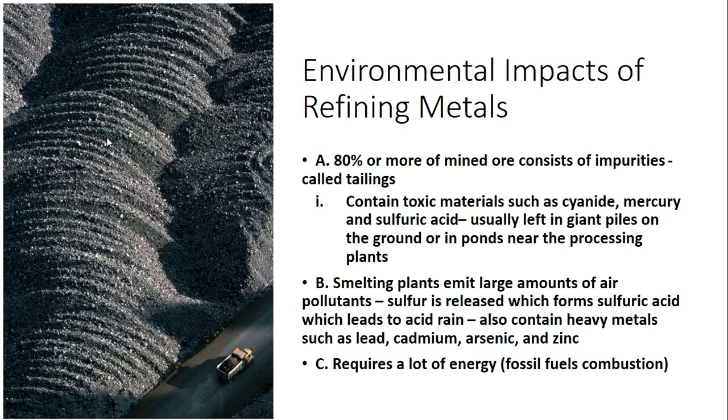The plants that take those ores and smelt them into other materials can produce large amounts of air pollutants. They can release things like sulfur, which can form sulfuric acid and lead to acid rain, and can also contain heavy metals like lead, cadmium, arsenic, and zinc. And on top of that, it also requires energy.